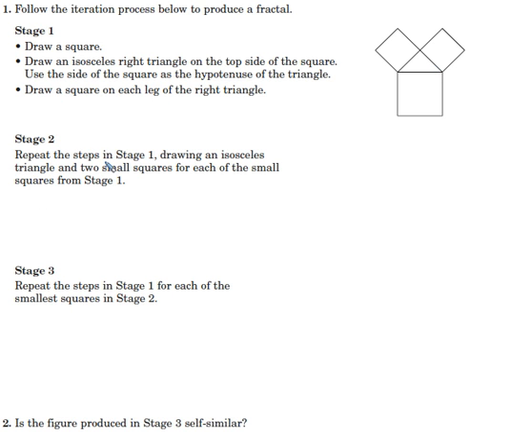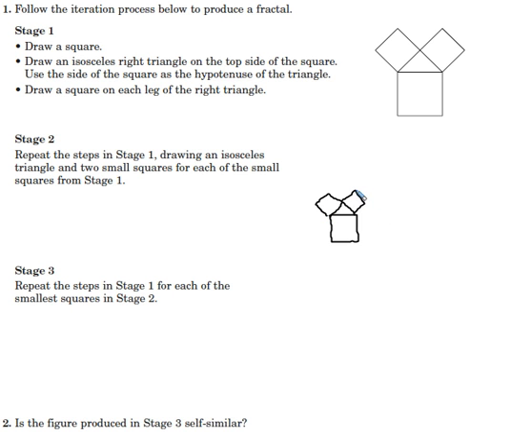Okay, for stage two, we're going to repeat the steps in stage one, drawing an isosceles triangle and two small squares for each of the small squares in stage one. So we're going to draw this again, but we're going to repeat the iteration once more. So let's draw a square right here. Let's draw an isosceles right triangle, and there's the two squares coming off of it, just like that.